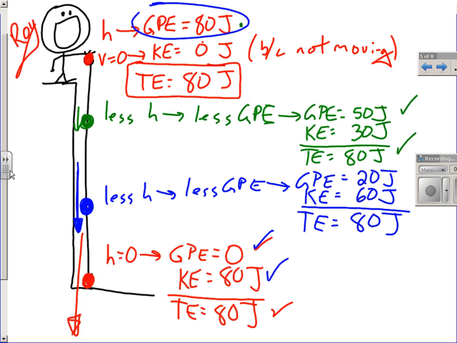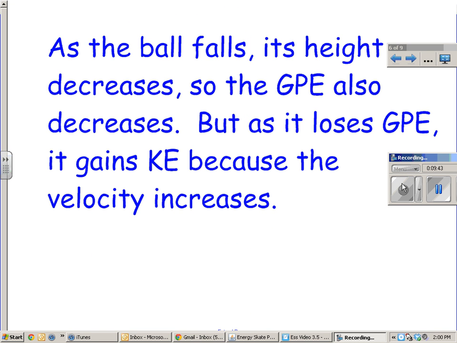So these couple sentences here summarize what we just talked about. The idea is as the ball falls, the height decreases, and as a result, the GPE decreases. But remember, energy can't be destroyed. So as it loses the GPE, it's also going to gain kinetic energy because the velocity is increasing.